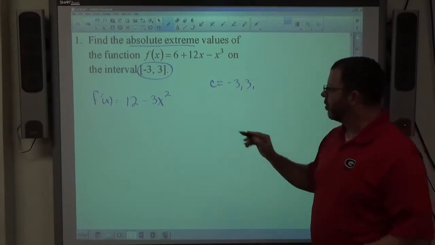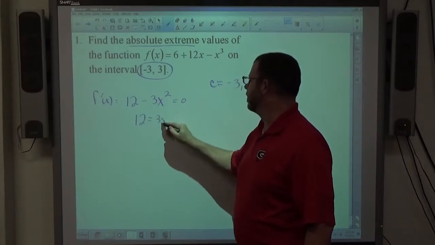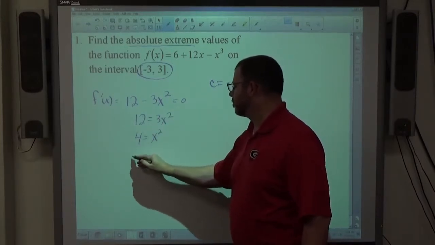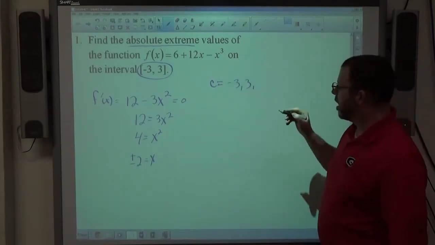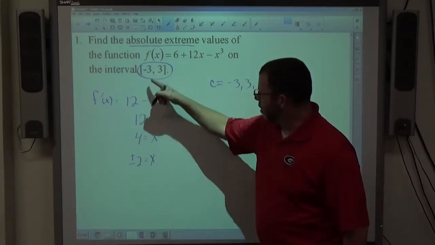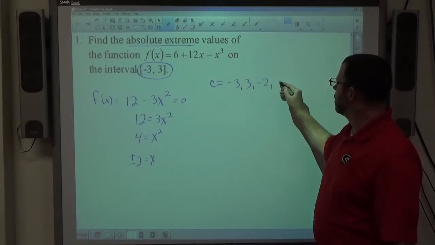Anywhere the derivative equals 0. So if I set the derivative equal to 0, I get 12 equals 3x squared, which gets me 4 equal to x squared, which means x equals plus or minus 2. Be careful: if you got x squared equals a number, get the positive and negative square root. As long as these numbers are within this interval, they count, and both 2 and -2 do lie in that interval, so -2 and +2.